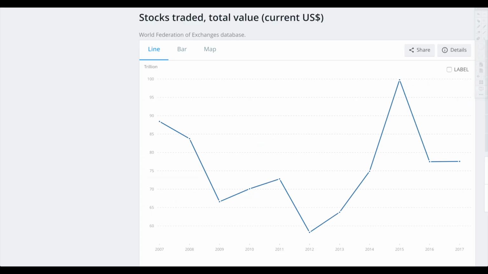Now, something I mentioned in the introduction is the fact that you have these central banks, for example, the Federal Reserve, which currently holds approximately $4 trillion on their balance sheet that they're willing to admit, but you compare that to the stocks traded, total value, current US dollars, and you can see, depending on the year we're looking at, for example, 2017's numbers shows that we are over $77 trillion worth. So if you say to me, well, $4 trillion compared to that 77 trillion, it's not significant at all.